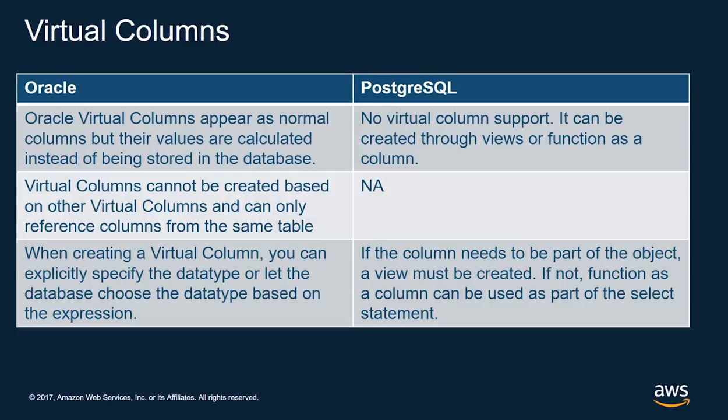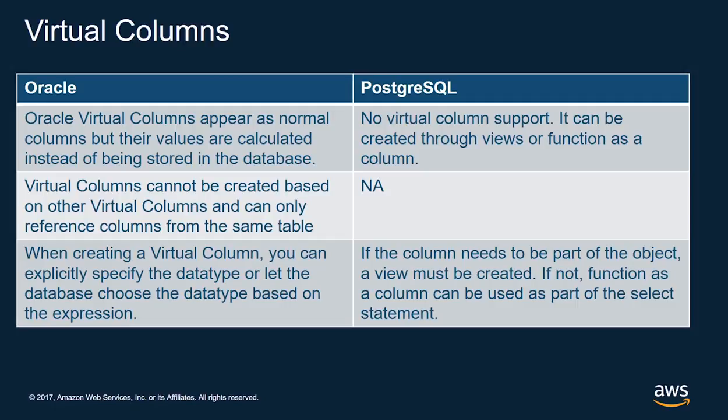Now, how do we mimic this particular feature in Postgres? Postgres does not have native virtual column support, but you can achieve it through views or something called function as a column. The only rule there is that when you use a function as a column, it can be present as part of a select statement, like in the example we are going to look at right now. But if you need the column to be part of an object, you must create a view, and that's how it works in Postgres.